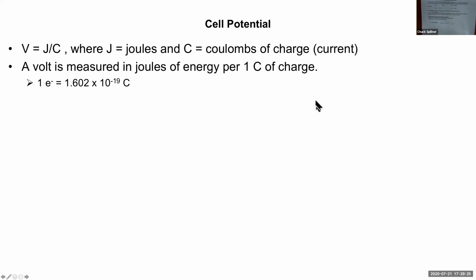There it goes. Okay, so a volt is measured in joules per 1 coulomb of charge. So the equation up there, V equals J over C, is 1 volt equals 1 joule per 1 coulomb. That's what that means. And 1 electron has 1.602 times 10 to the minus 19th coulombs. So it's not very much. But if you multiply the charge on 1 electron times 1 mole of electrons, which is 6.02 times 10 to the 23rd, you get a lot of coulombs.